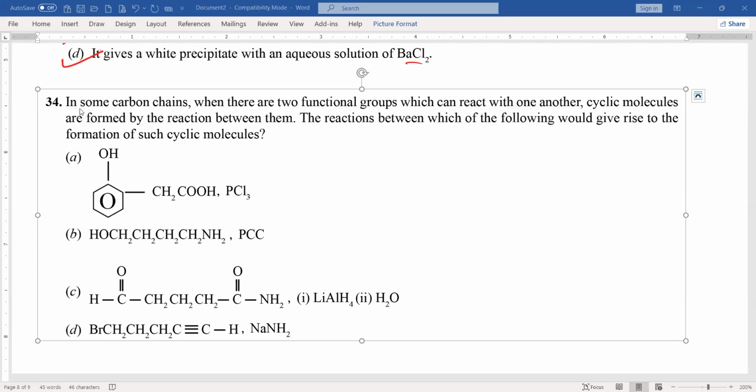In some carbon chains, when there are two functional groups which can react with one another, cyclic molecules are formed by the reaction between them. The reaction between which of the following would give rise to the formation of such a cyclic molecule?